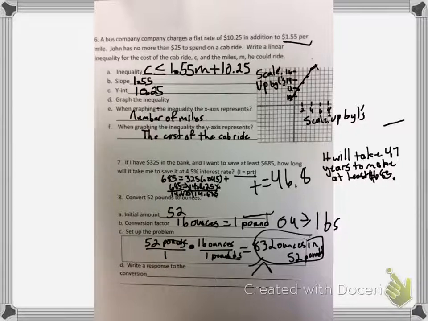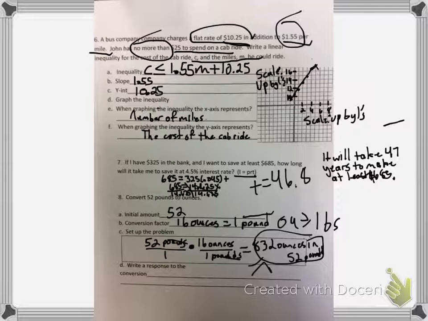Again, we know that it's $1.55 per mile, and we know that $10.25 is your y-intercept. That's your rate of change. You'll use this if you're asked to find it. But right now we're just making a linear inequality using C as y and M as the x value here. And we know it's less than or equal to because it says no more than. And no more than means you can spend up to that much, but no more than that much. So our slope is 1.55. Our y-intercept is 10.25.